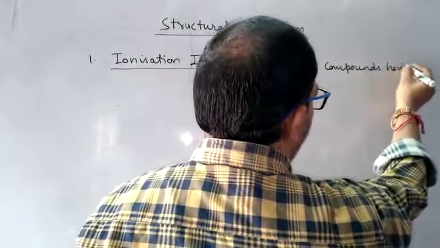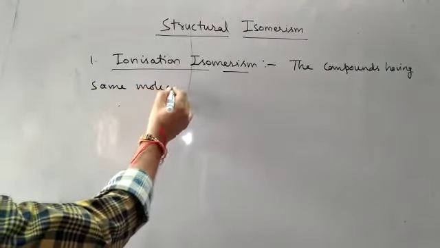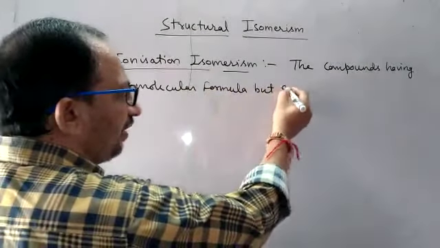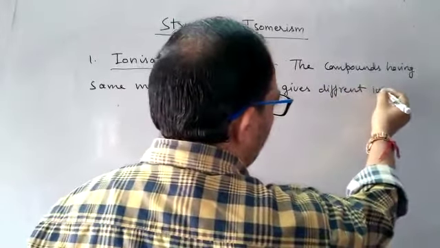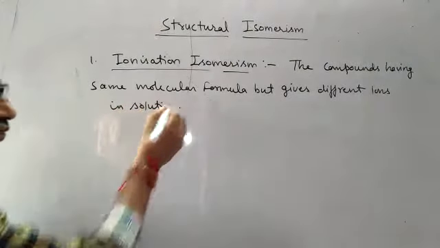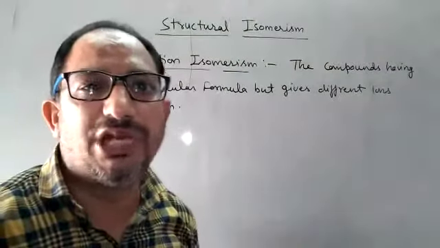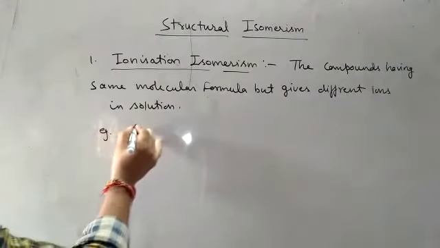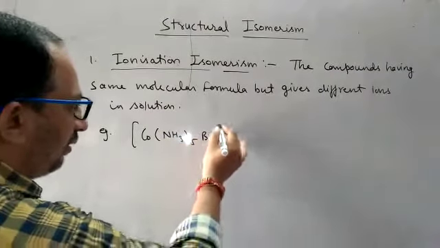The compounds having the same molecular formula but giving different ions in solution are called ionization isomers, and the phenomenon is called ionization isomerism. For example, [Co(NH3)5Br]SO4.